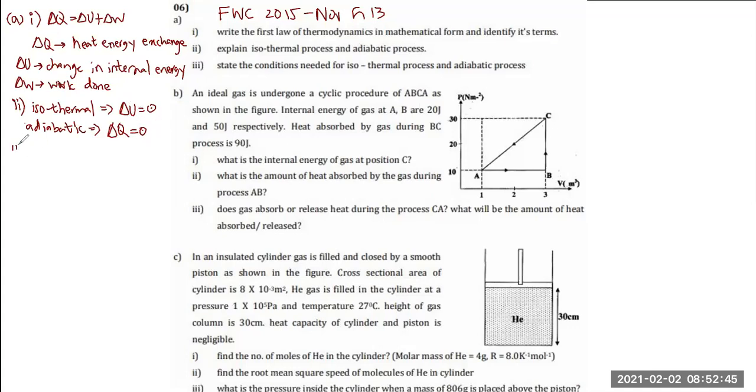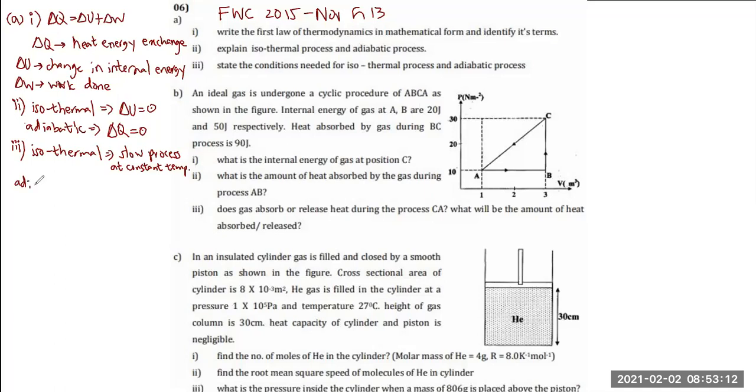And the third part, they're asking for the conditions. State the conditions needed for isothermal process and adiabatic process. For isothermal process, we don't want the temperature to increase or decrease. Therefore, it has to be a slow process. The process has to happen slowly, a slow process at constant temperature. So that's going to be an isothermal process.